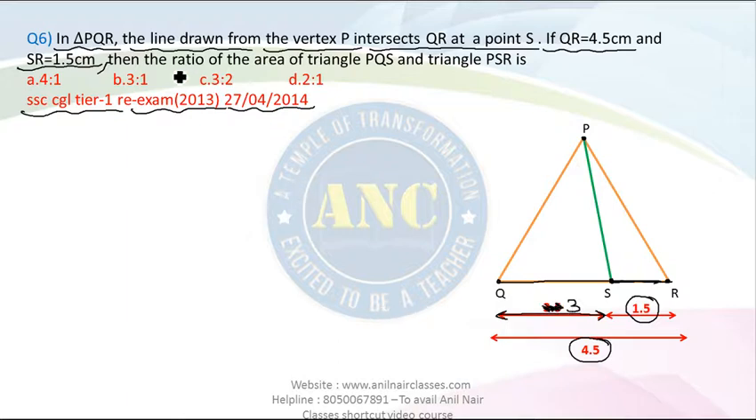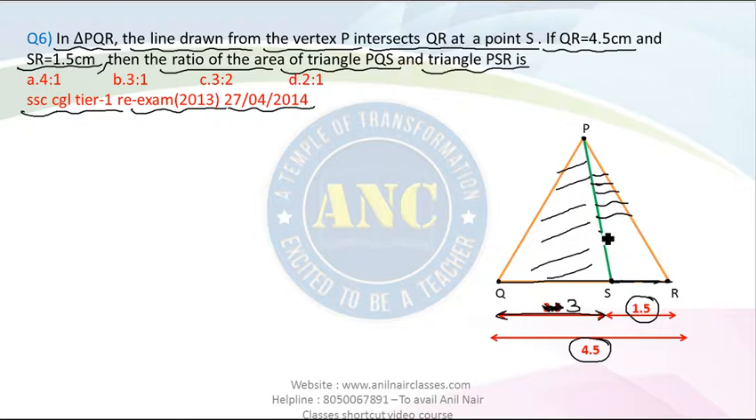Your question is to find the ratio of the area of triangle PQS, this area I require, and triangle PSR. This particular triangle, with horizontal shading, is triangle PSR. I want to find the ratio of these two triangles. Now, it is very simple, sir. Sir, how are you saying that it is very simple?